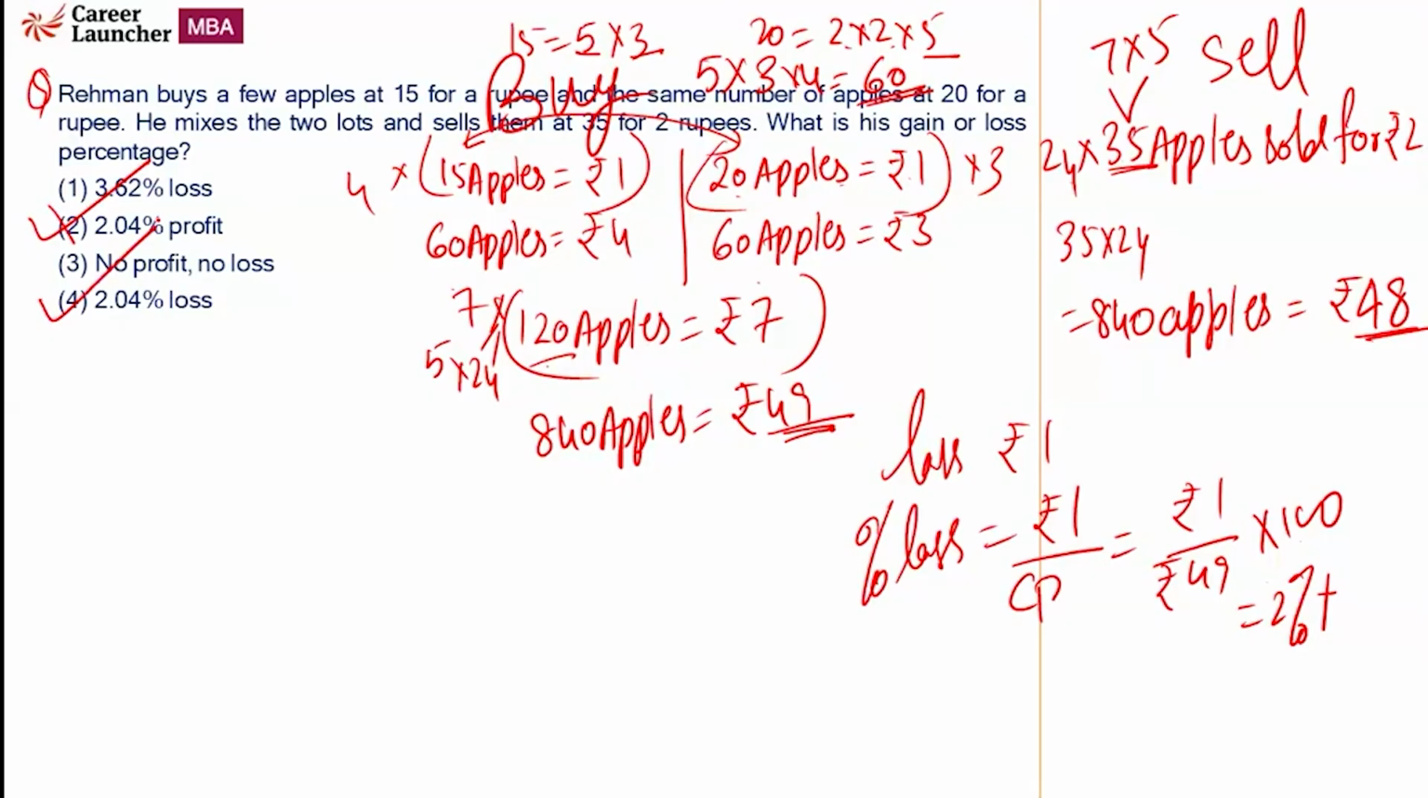Is it fine? Have a look. Ask me if there is any doubt. Equal numbers of apples are bought. First, I need to convert the two varieties of apples so the quantity is the same. Second, 35 apples sold for ₹2. What you need to do is find a common multiple of 120 and 35. 35 is 5 into 7 and 120 is 5 into 24. Multiply that by 24, multiply this by 7. Should I move ahead?